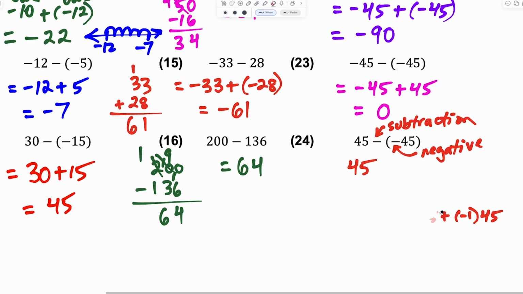This is also important when you move on to algebra. If you have to type things in the calculator, calculators will often have a subtraction and a negative sign. They're just a different notion. So here, let's work this out. 45 minus negative 45 changes to 45 plus 45, and this sum is going to be equal to 90. And that's our solution to 24.